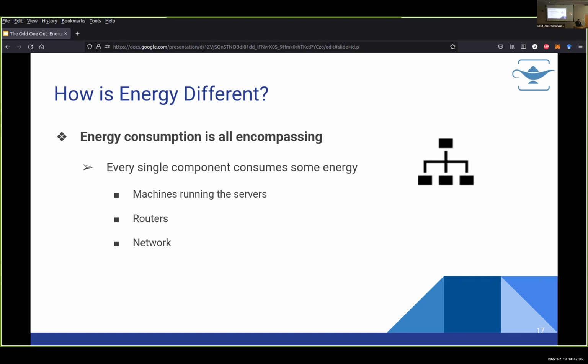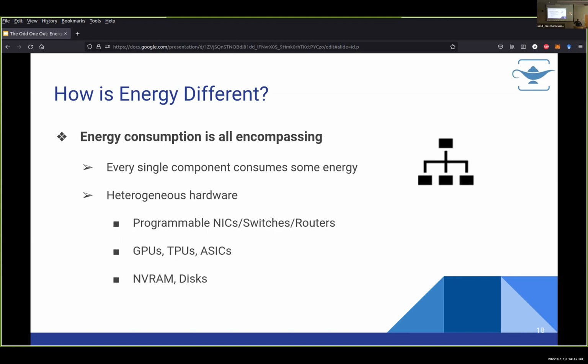another also consume energy. And with the rise of heterogeneous hardware and programmable hardware in the last few years, the problem has just become worse, because now we have programmable NICs, switches, routers, GPUs, CPUs, ASICs, NVRAM disks, like we already heard in the first session today, which complicates this energy tracking even further because each of these devices has its own energy measurement or energy consumption profile. So it's super hard for everyone right now to figure out how to keep track of all the energy.